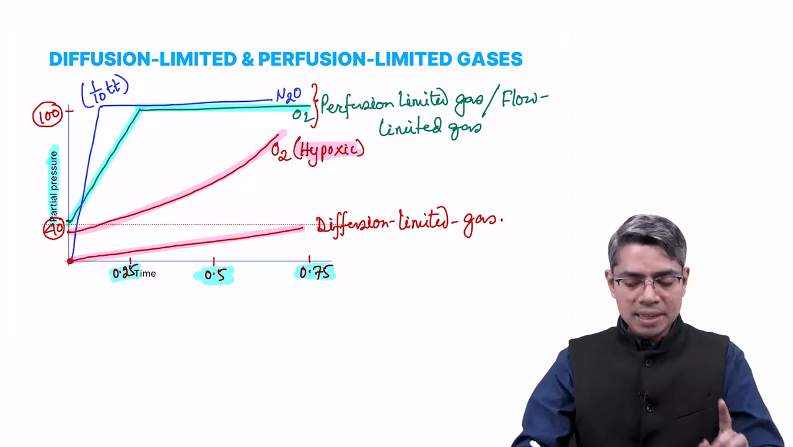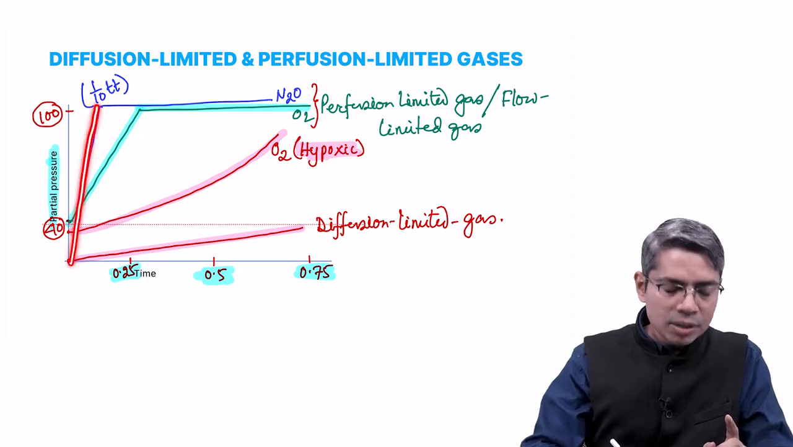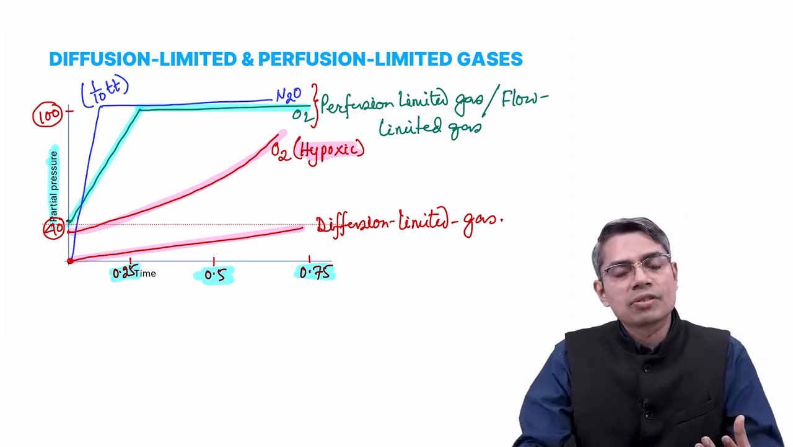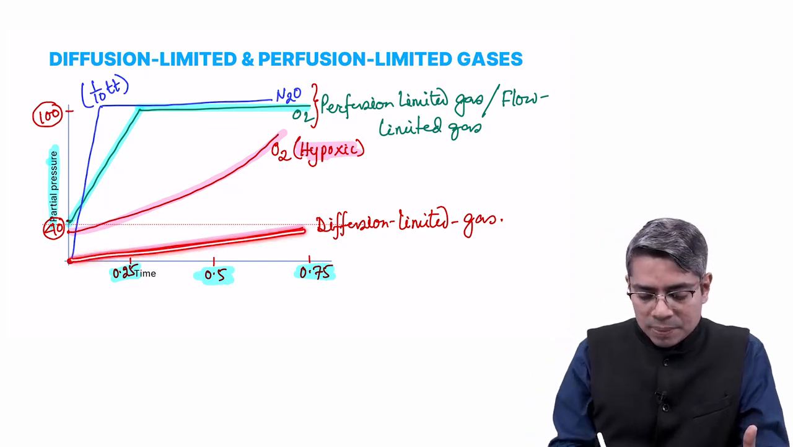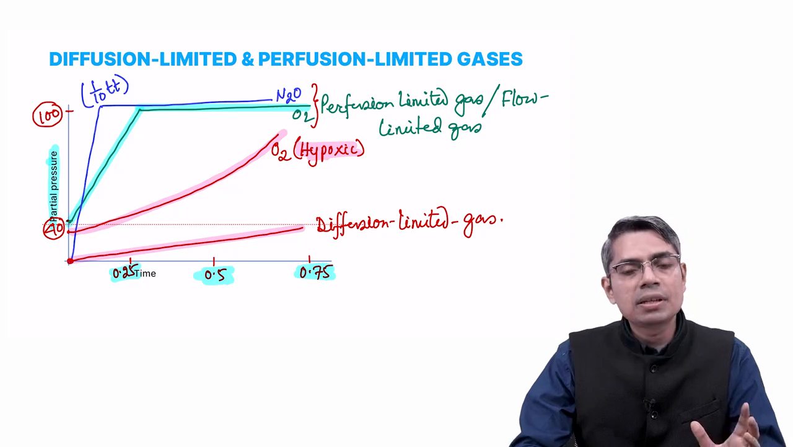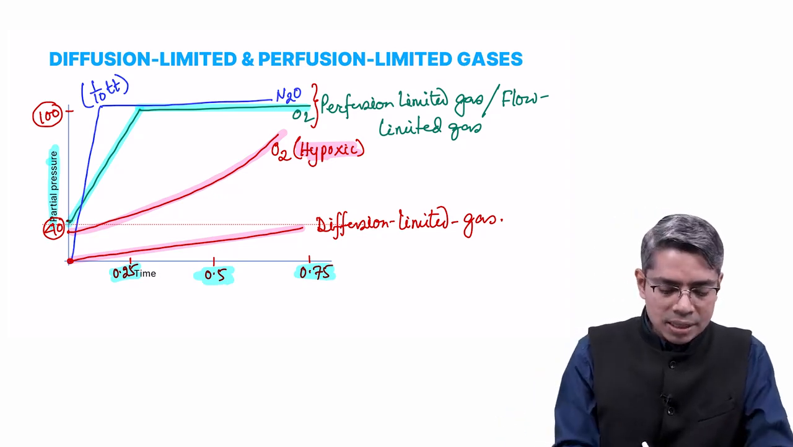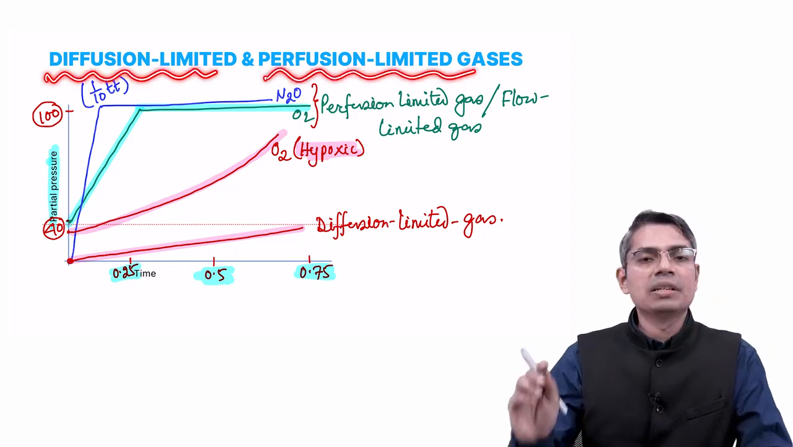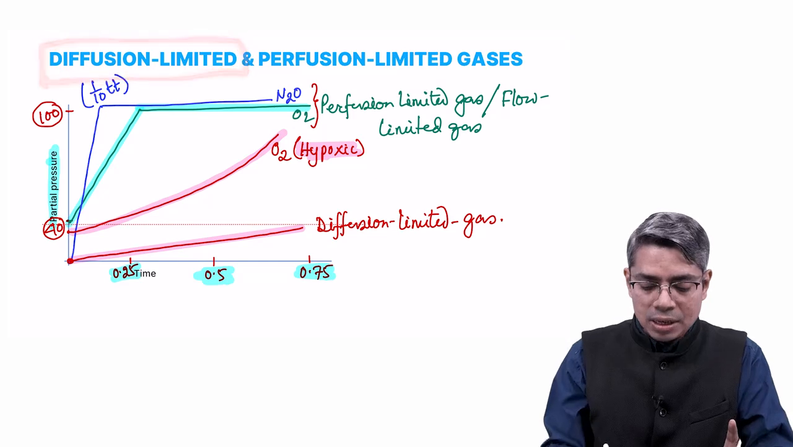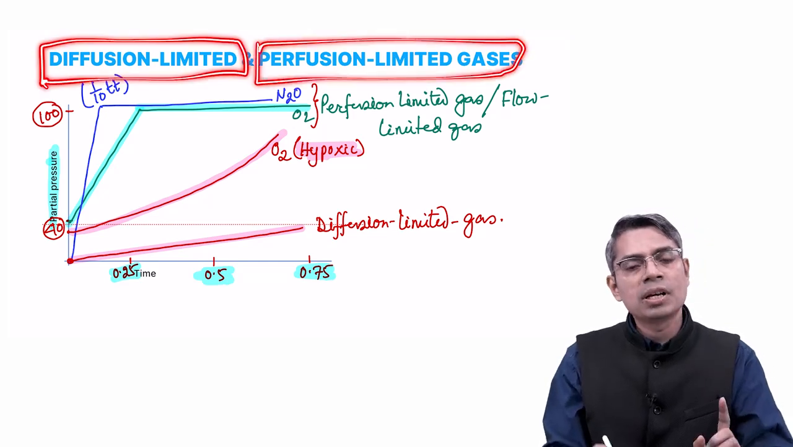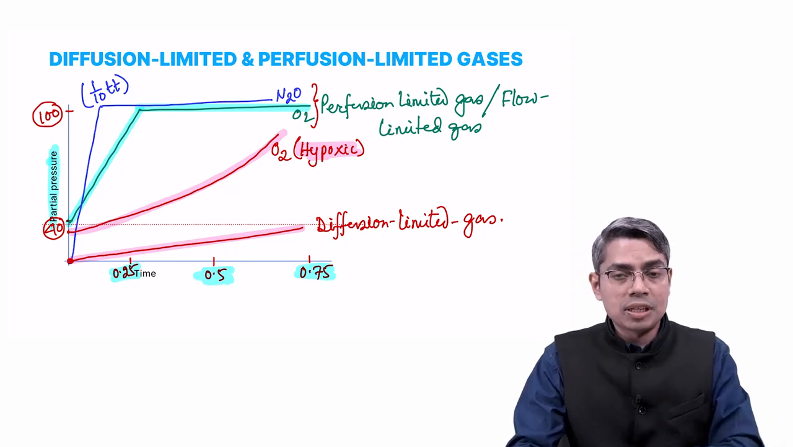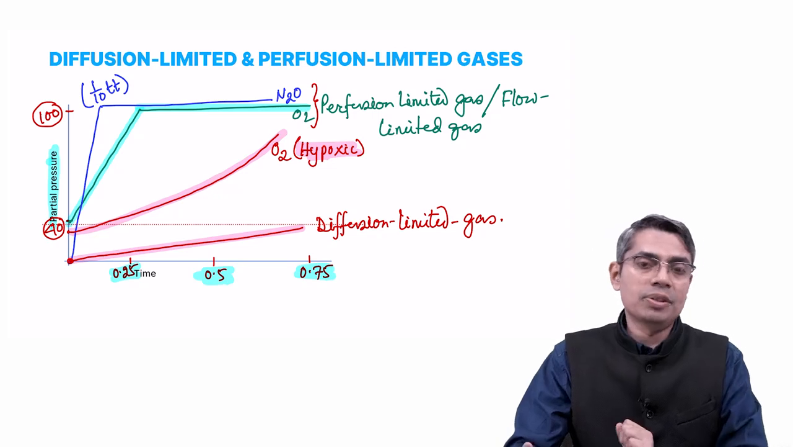So the bottom line is that if the diffusion equilibrium is reached within a very short time period, then that kind of gas is known as a perfusion limited gas or flow limited gas. But if the diffusion equilibrium is not reached even at the end of the transit time, then that kind of gas is known as a diffusion limited gas. Got it? This is how you have to understand the concept. Diffusion limited gases are carbon monoxide and oxygen in hypoxic condition, and perfusion limited gases are normal oxygen transport, nitrous oxide, or any kind of inert gas transport. So this is the concept of diffusion equilibrium and diffusion limited and perfusion limited gases.